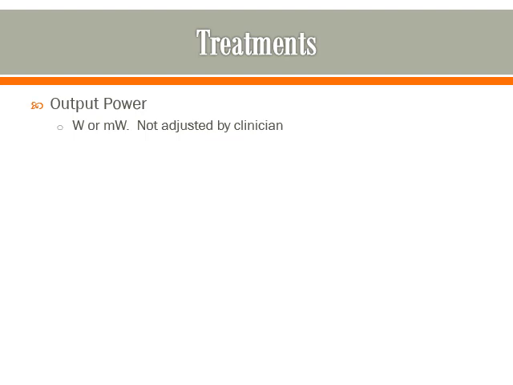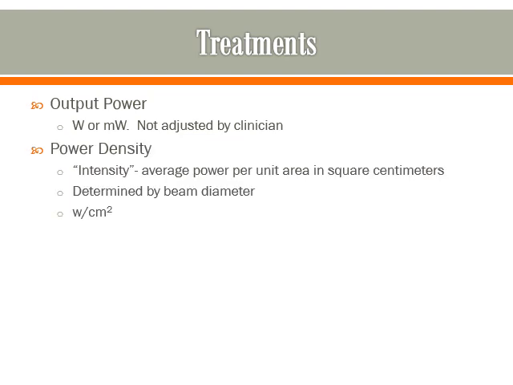In other words, power output, you'll see that's going to be in watts or milliwatts. That is not adjusted by the clinician. That's going to be a specific output based upon the laser that you're utilizing. Power density is the intensity, the average power per unit area in square centimeters, and this is determined by the beam diameter. So, watts per centimeter squared. Very similar to what you see with ultrasound, except it's not adjusted quite the same way. It's basically looking at the average power output per area.